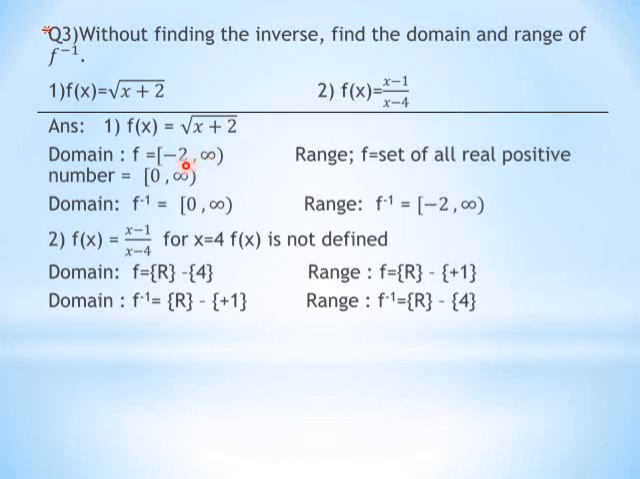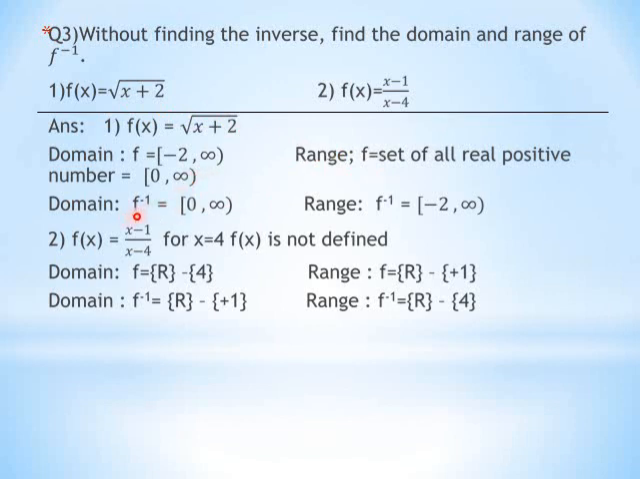Okay, if you put, for example, minus 2 plus 2, 0, root 0. Okay, again minus 1 plus 2, 1, root 1. Okay, so you will get the range: the set of all real positive numbers, meaning every number should be positive in the range.